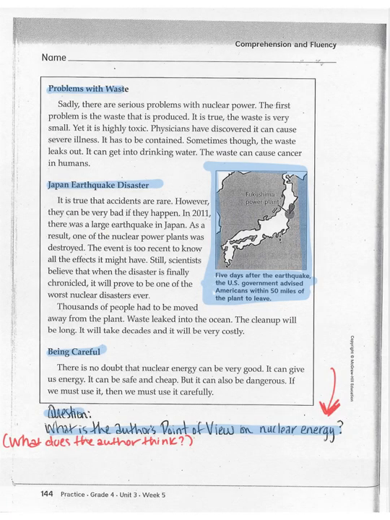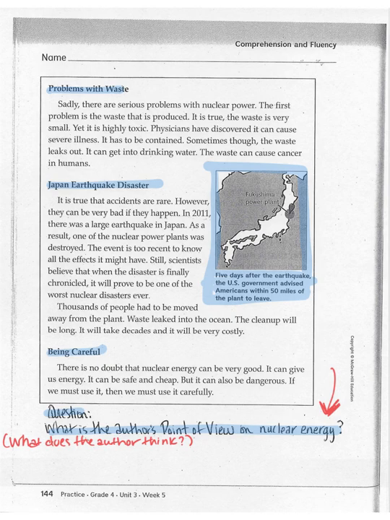If you go to the next page, you will see that I've highlighted a box which has a picture of a very important place that they're pointing to here, the Fukushima power plant. We have problems with waste as a heading, Japan earthquake disaster, and being careful. With this passage, boys and girls, I'm only asking you to answer one question. What is the author's point of view on nuclear energy? Please make sure you use a complete sentence to answer, along with focusing on the author's point of view being what does the author think about all of this?